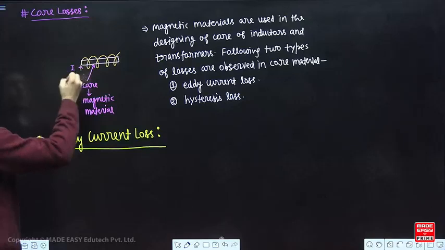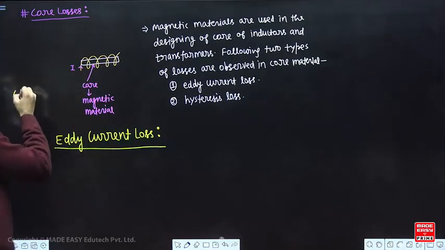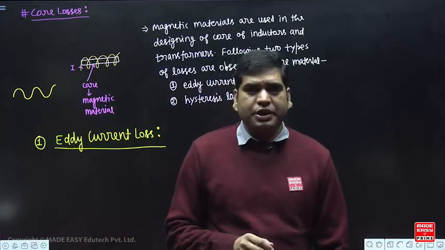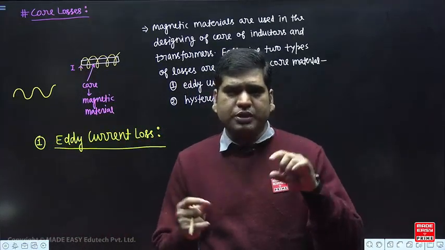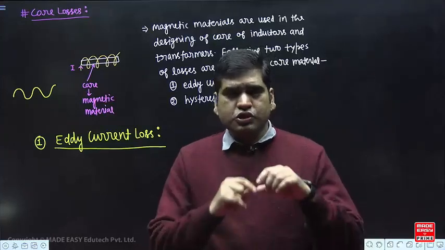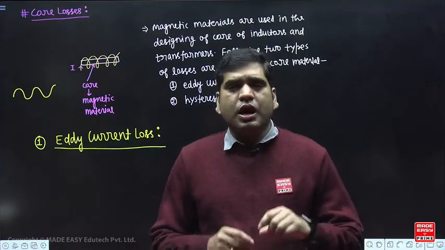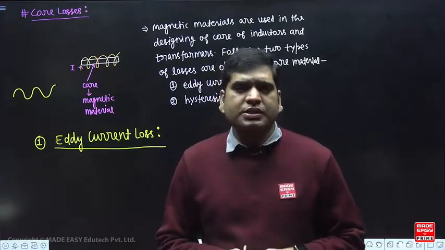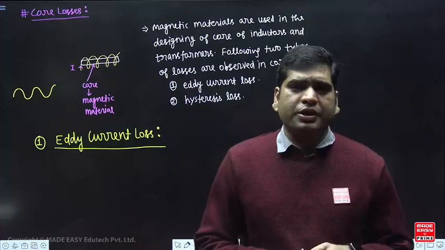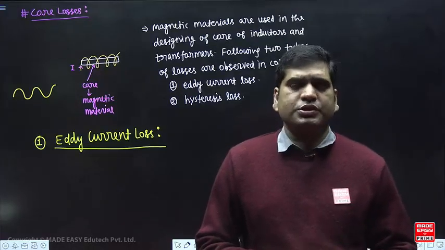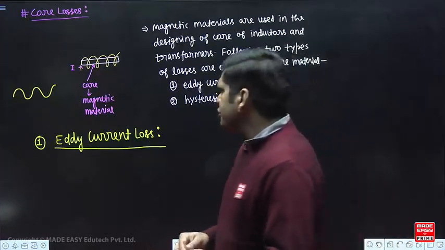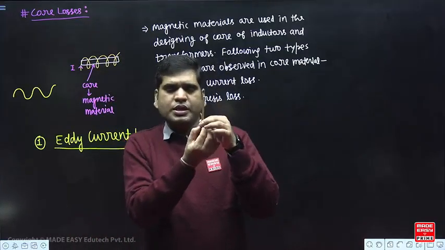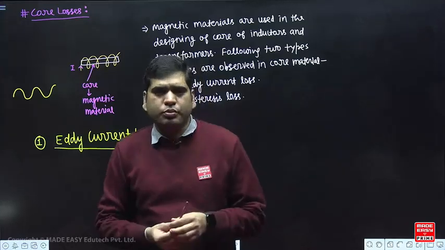Actually, when this current flows, the current is alternating, AC. Since the current is alternating, the magnetic field it produces will also be alternating. Because of the alternating magnetic field, a flux is induced that changes with time. Faraday says that whenever there is a change in magnetic flux, an EMF is induced. So that EMF, meaning voltage, is induced across the core material.